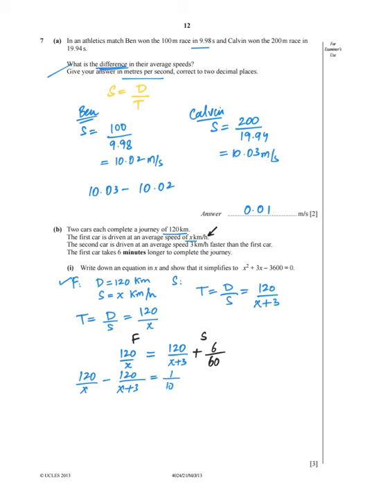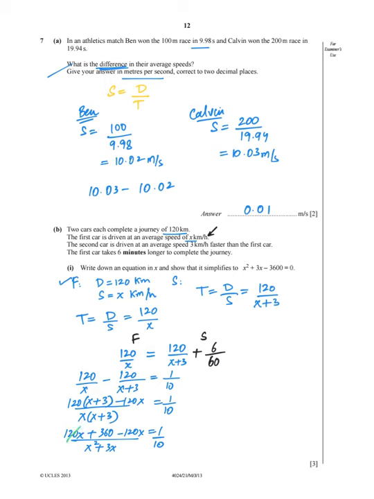All right, I will take LCM on the left side, so that will be x times x plus 3. It will be 120 times x plus 3 minus 120x equals 1 divided by 10. Expand the brackets. So it's 120x plus 120 times 3 is 360 minus 120x, divided by, if you start multiplication in the denominator, x square plus 3x equals 1 divided by 10.